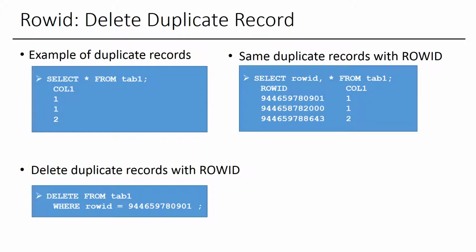Here is a scenario where you can use row ID to solve a problem. In this example, you have duplicate rows in a table. These duplicate rows are exactly the same and you need to delete one of the duplicate records. There are many ways to perform this operation. One way to do this is using row ID. You can use the row ID of a duplicate row to delete the unwanted record.